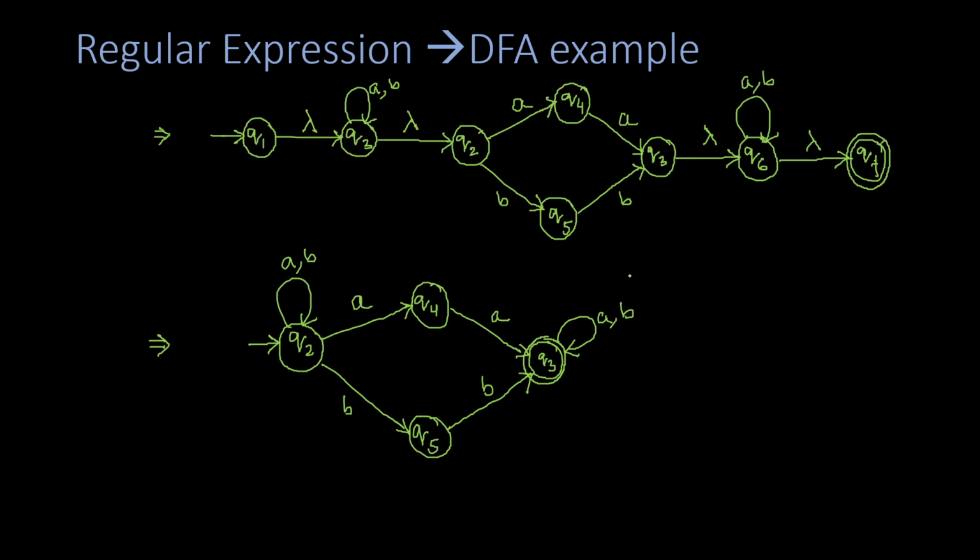As an example, what are the possible strings in the language generated by this regular expression? I can keep this a in the middle, and then on this side I can have any combination of a and b, and on the other side any combination of a and b. That's all.